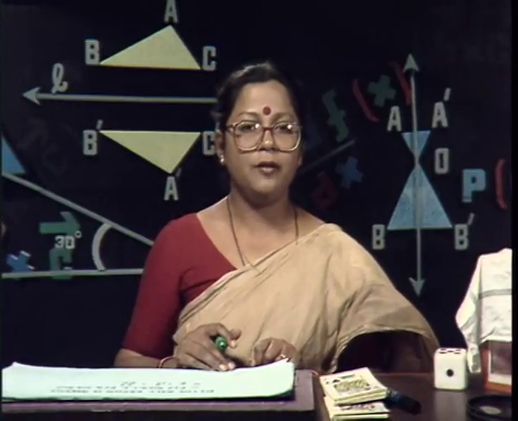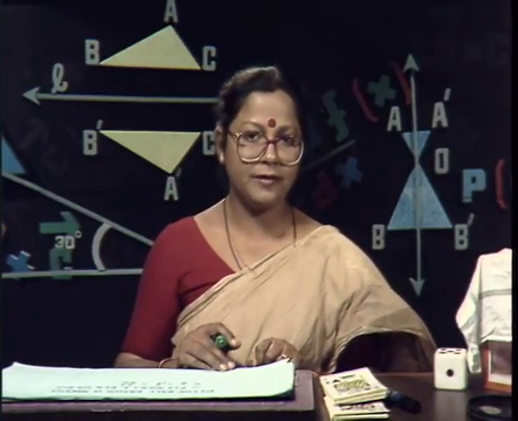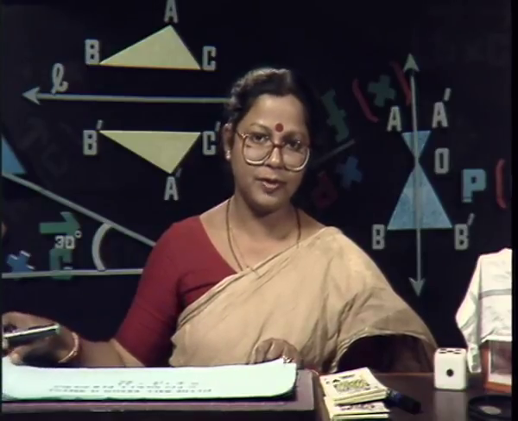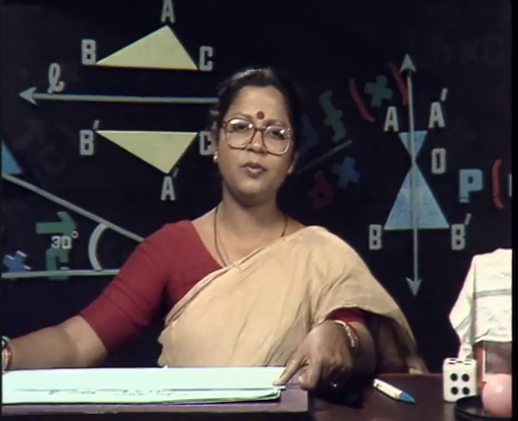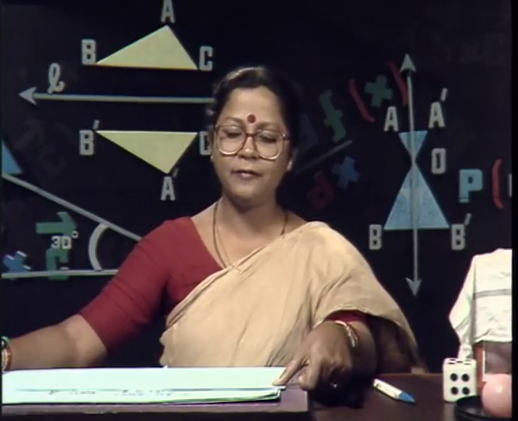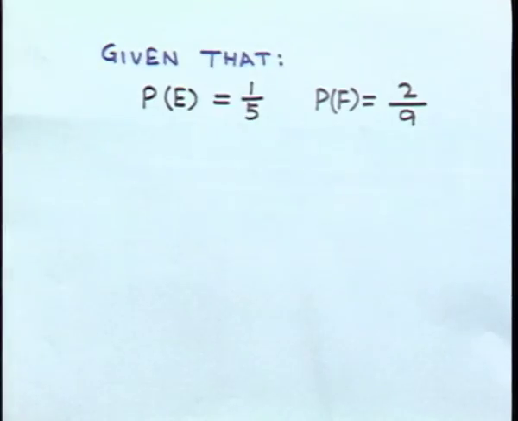We now solve problems which we have discussed in our previous lesson. One of the problems which we discussed there is a couple, husband and wife, appear for an interview. Event E is the event which says husband is selected, and event F is wife is selected. Suppose we are given that probability of event E is equal to 1 upon 5 and probability of event F is equal to 2 upon 9, and there are more than 2 posts.